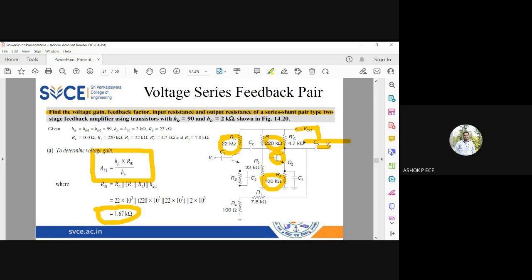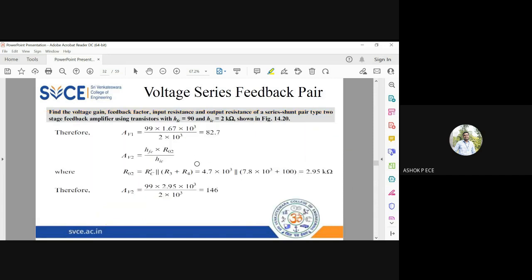See, the analysis, I told you, is not in your syllabus, and you can even use the direct formulas in the problems also. You need not derive how these equations are got. So you can use the equations and write the expressions. So AV1, if you substitute, you get the gain of the first amplifier is 82.7.